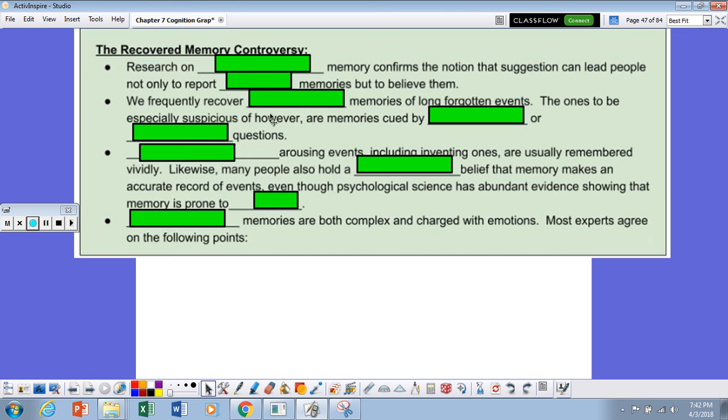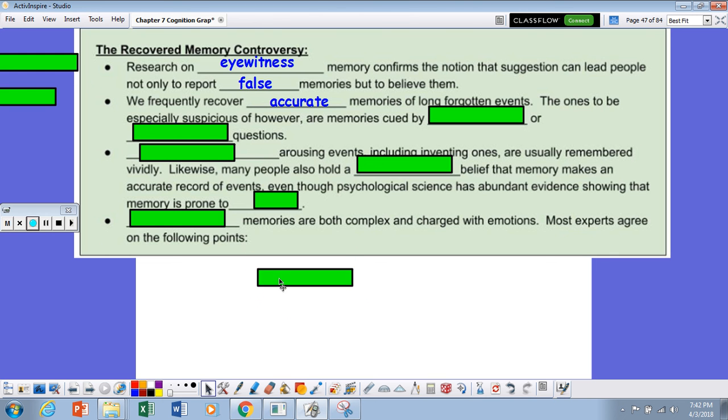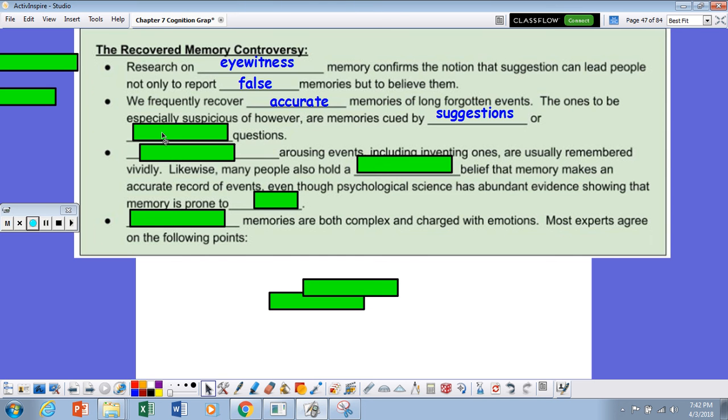Recovered memory controversy. Research on eyewitness memory confirms the notion that suggestion can lead people not only to report false memories, but to believe in them. We frequently recover accurate memories of long forgotten events. The ones to be especially suspicious of, however, are memories cued by suggestion or by leading questions.